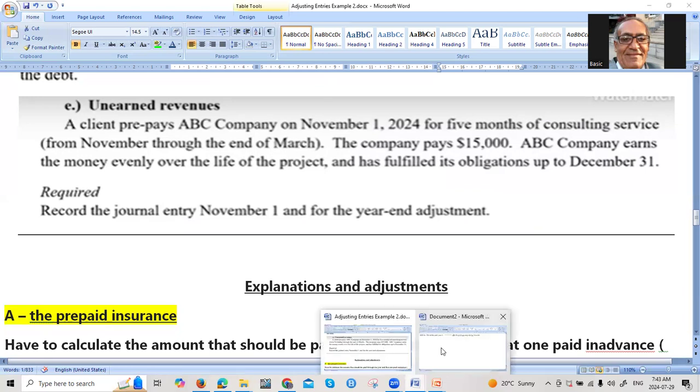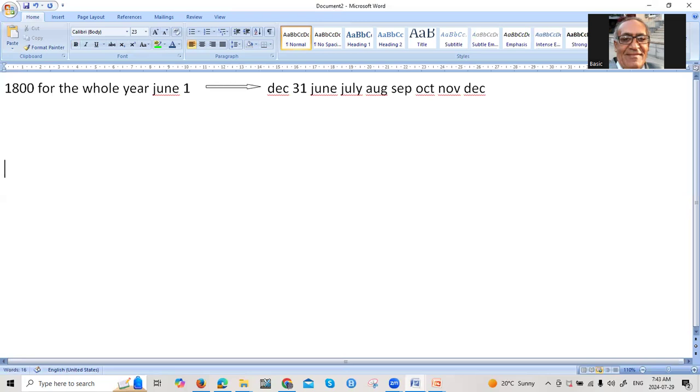Let me write it for you here. The company paid 15,000 for 5 months, so I will divide by 5. That means that the company paid $3,000 in advance for each month. They paid in advance $3,000 for each month, and that's for a period of 5 months. Okay. Very nice.